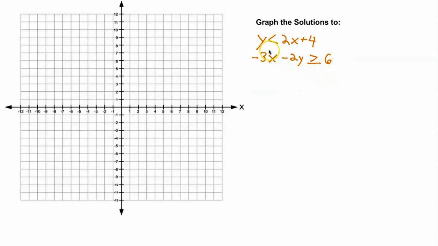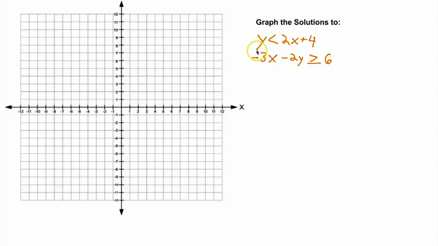Systems of linear inequalities are very simply more than one inequality that needs to be graphed. So we're looking at things that look like lines but have those inequality symbols there. So let's go ahead and rock and roll.